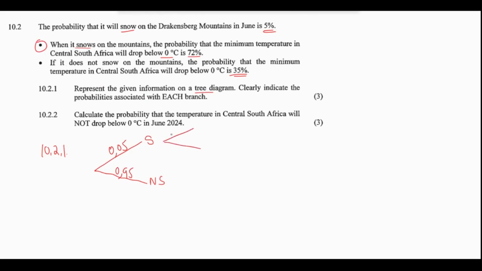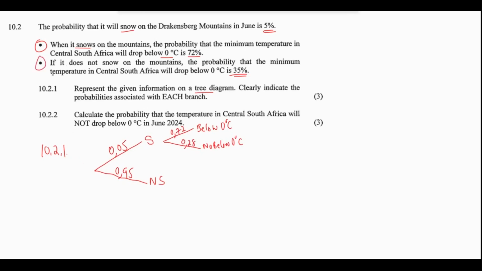If it snows, then the probability that the minimum temperature in central South Africa will drop below 0 degrees Celsius is 72%. Let's say just below 0 degrees Celsius, right? That is 72%, so it's 0.72. What about not below 0 degrees Celsius? That would be 1 minus 0.72, you get 0.28, right?